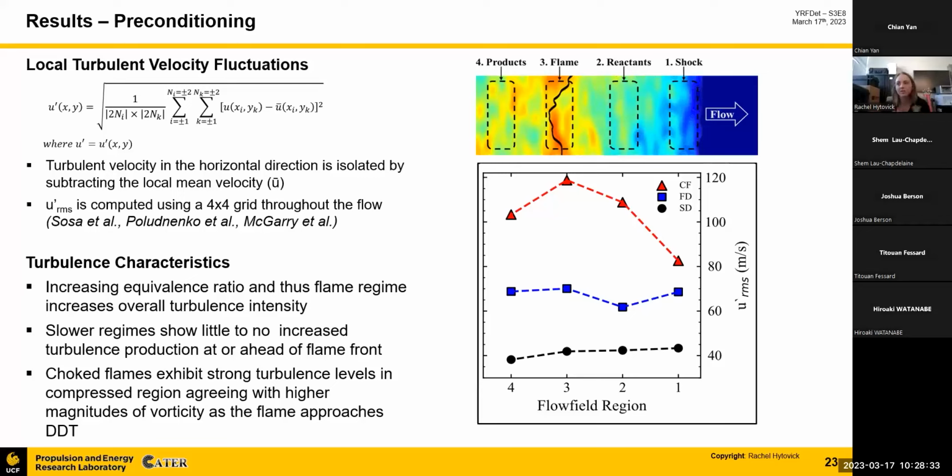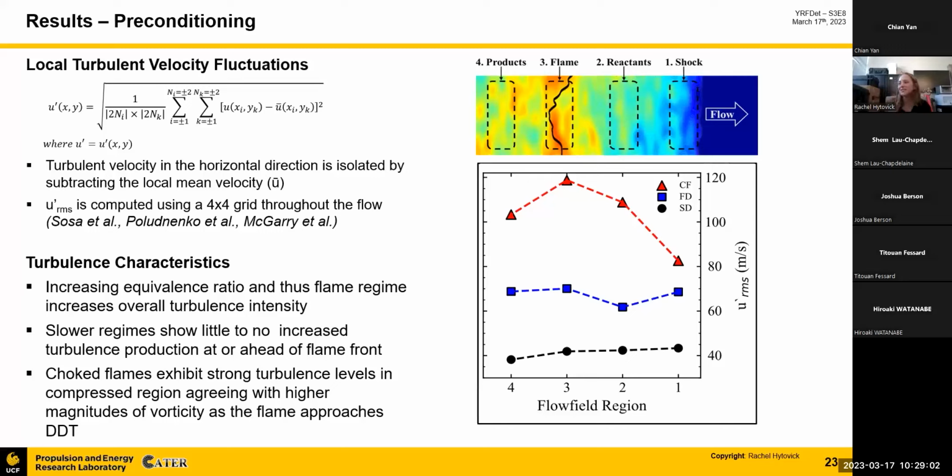So it's another box that we use as well. In this, we can see starting out between our slow deflagration, fast deflagration, and choked flame, the choked flame automatically has more turbulence behind the flame front, or more velocity fluctuations behind the flame front. And then as we go into our reactants, we see the fast deflagration case we use actually sees a slight decrease in local turbulent velocity fluctuations, and the slow deflagration just kind of stays stagnant most of the time.